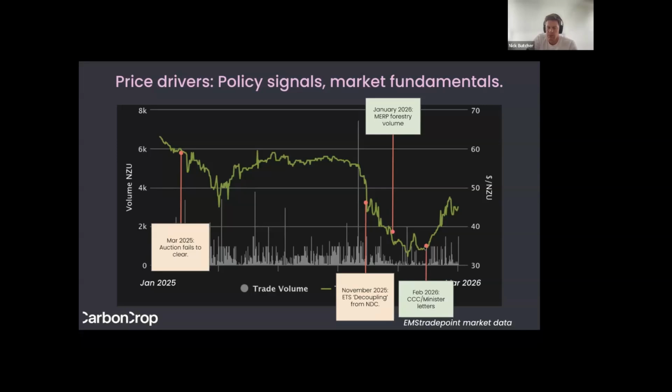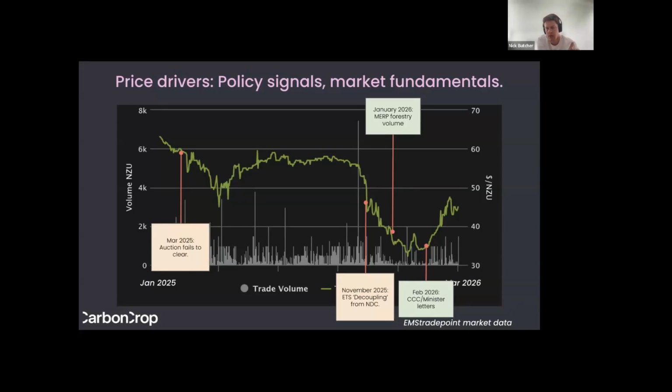The more recent only thing I could really call a major event, even though it was mostly a reiteration of the status quo, but I think it was interpreted by at least some as a positive sign of government commitment in the space, was the publication of some letters between Minister Watt's office and the Climate Change Commission, basically around the ongoing reviews of the ETS settings. These letters are publicly available online. I haven't repeated them here.